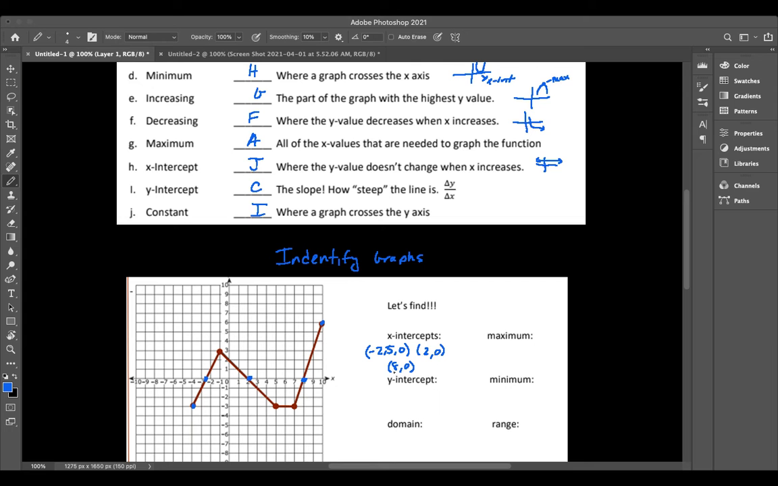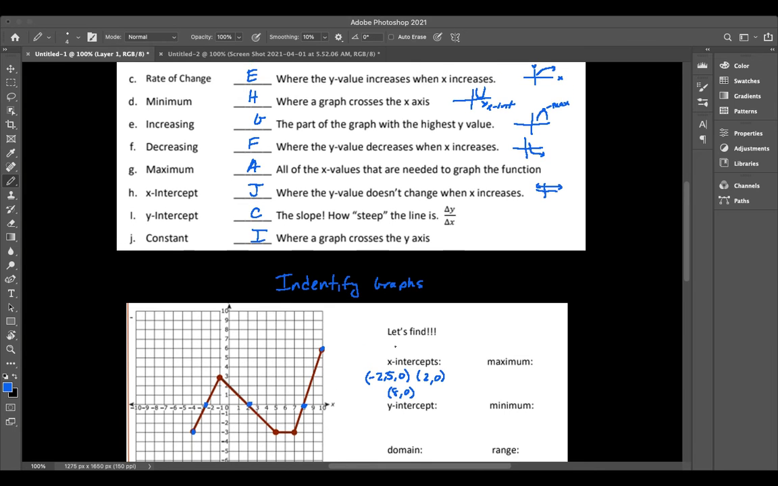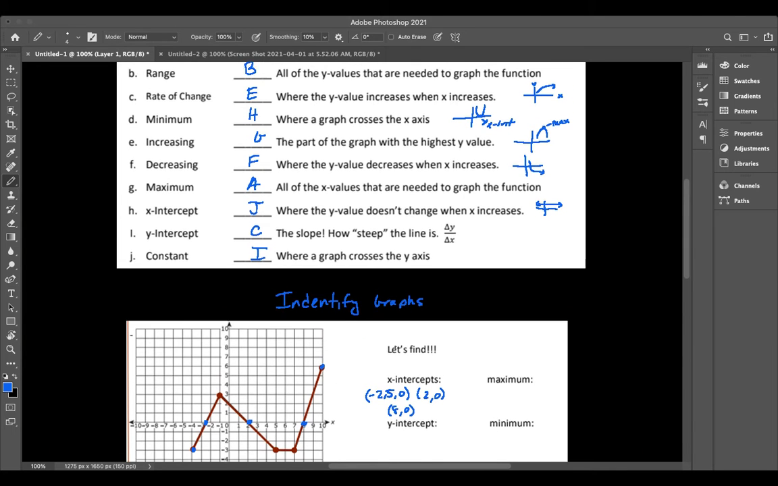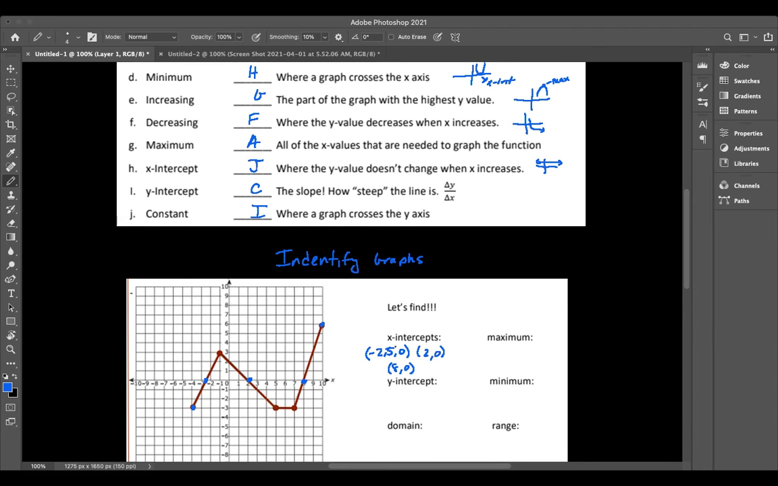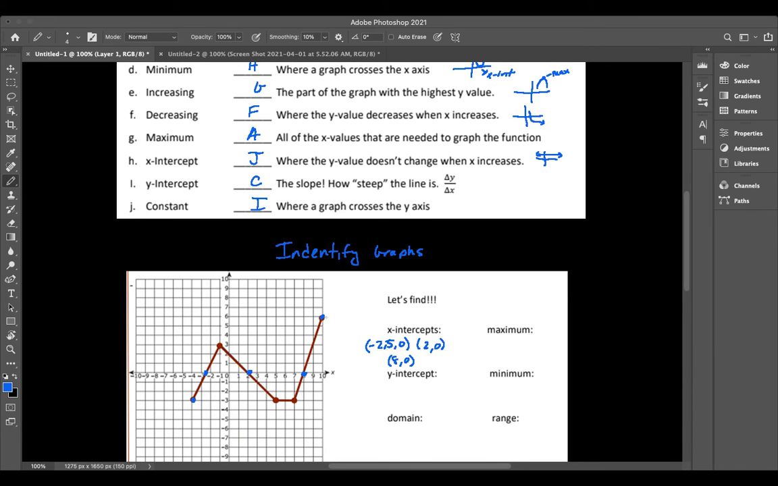Okay, so the next one is maximum. What does maximum mean? That means the part of the graph with the highest y value. So we just have to figure out where that is right here. Boom, that's the maximum. So we just have to write that coordinate point. That'd be 10, 6.